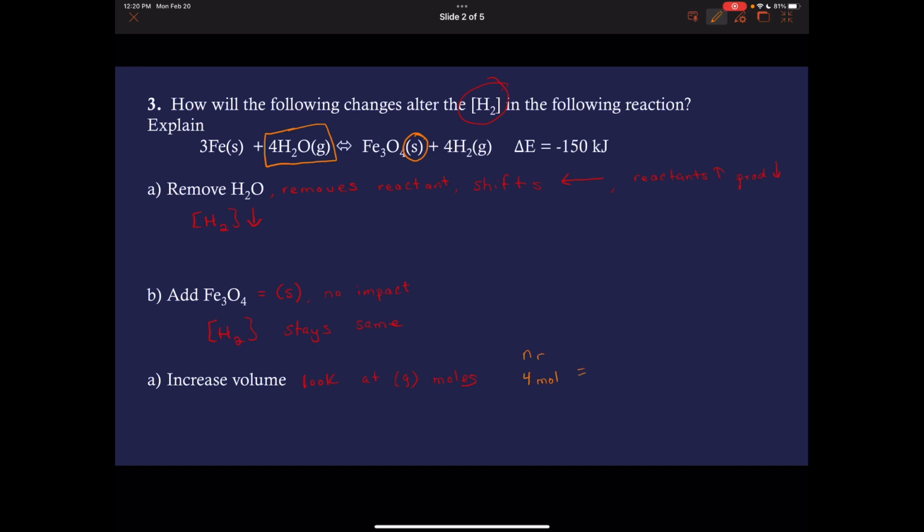So then looking at my products, on the product side I've got the iron oxide and the hydrogen. The iron oxide's a solid, so we're not worried about that. And then I have the hydrogen gas. Its coefficient is 4, so I have 4 moles of product. So in this scenario, my reactant moles equal my product moles. And if the reactants and products are equal, then we can change pressure and volume all we want. We're not going to get a shift in that equilibrium. It's not going to alter our concentrations. So we're going to find no change, and so my hydrogen stays the same.